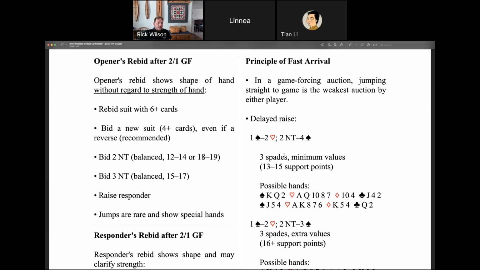Or we can jump to 3 no trump, which shows 1 no trump opener, which is kind of necessarily a semi-balanced hand because we didn't open 1 no trump to begin with.